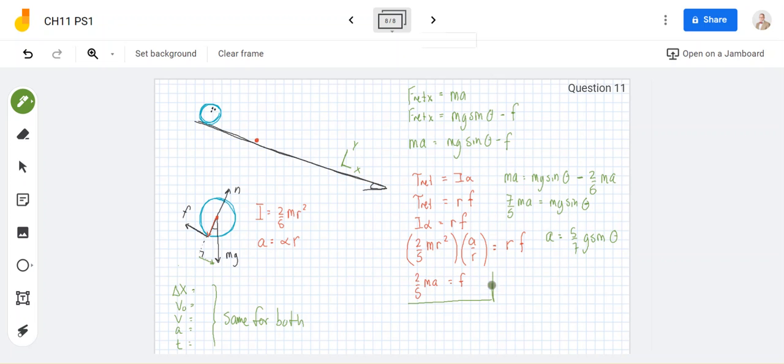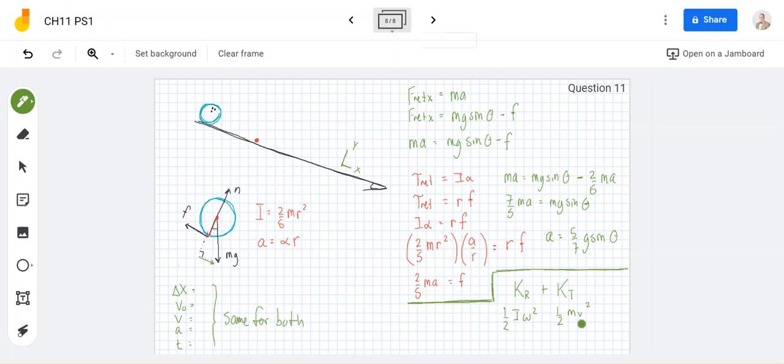The next thing that they want to talk about is the translational kinetic energy. As the ball rolls down, we know it's picking up rotational kinetic energy and translational kinetic energy. The translational kinetic energy is the one we're familiar with, 1/2 mv squared. And this is 1/2 I omega squared.